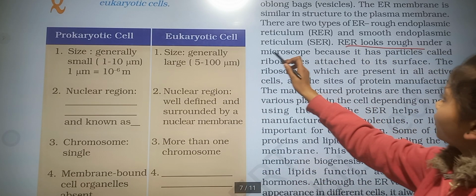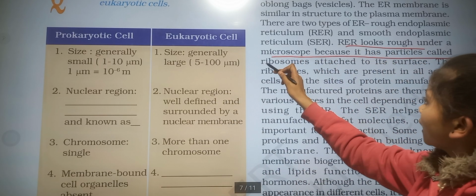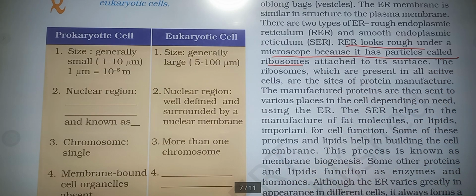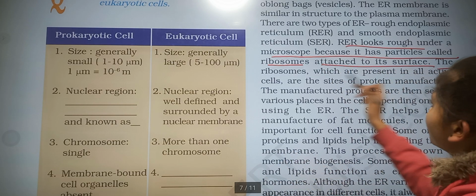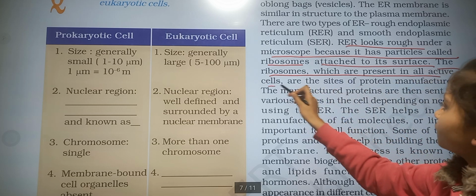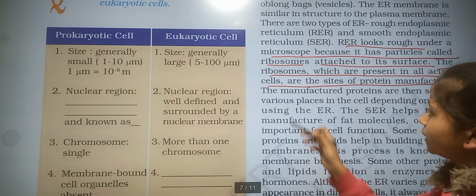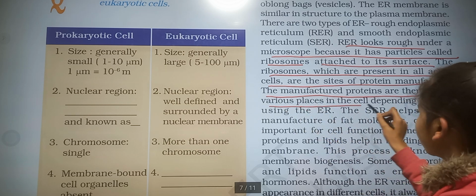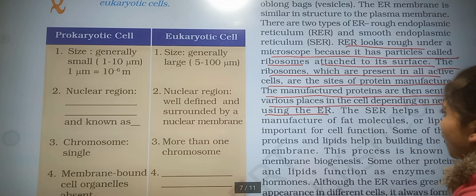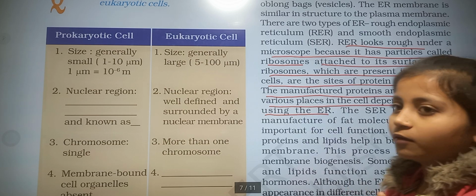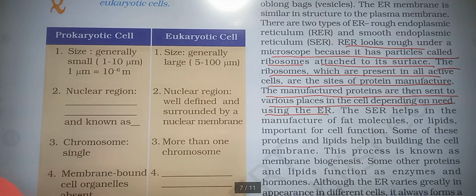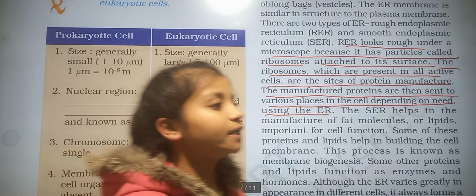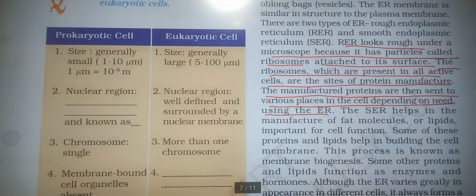It looks rough under the microscope because it has particles called ribosomes attached to its surface. The ribosomes, which are present in all active cells, are the site of protein manufacture. The manufactured proteins are then sent to various places in the cell depending on the need, using the ER. It means if the ER synthesizes the protein, then it is sent to the various places in the cell depending on the need.